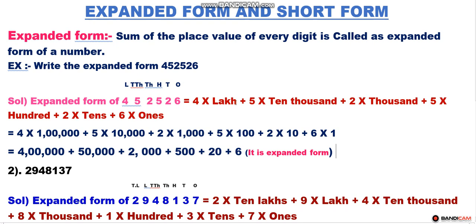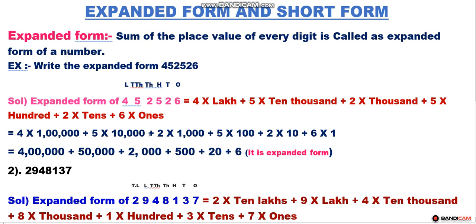See, I wrote here lakh is a number name. 10,000 is a number name. Yes, here 1,000 is a number name. 100 is a number name, 10 is a number name, 1 is a number name. So you should write the number for these number names. See, 4 into lakh means you write 4 into 1 lakh. Write the number of lakh. Next, 5 into 10,000. Here words are there, so you should write the number 10,000.